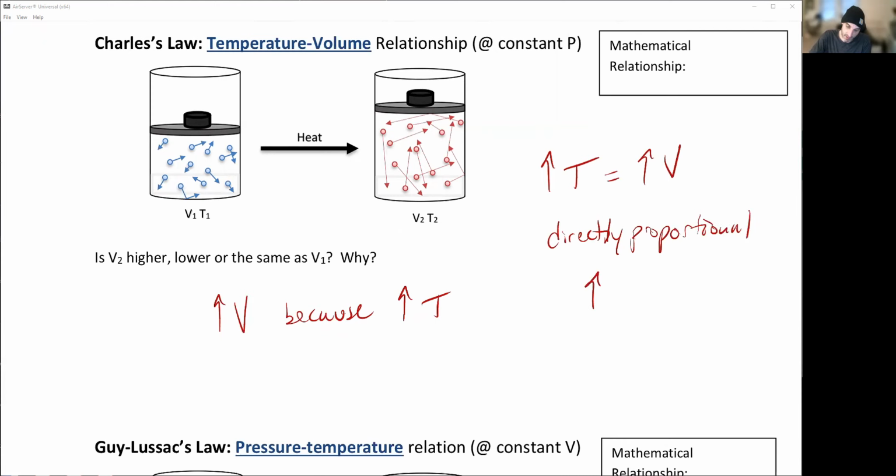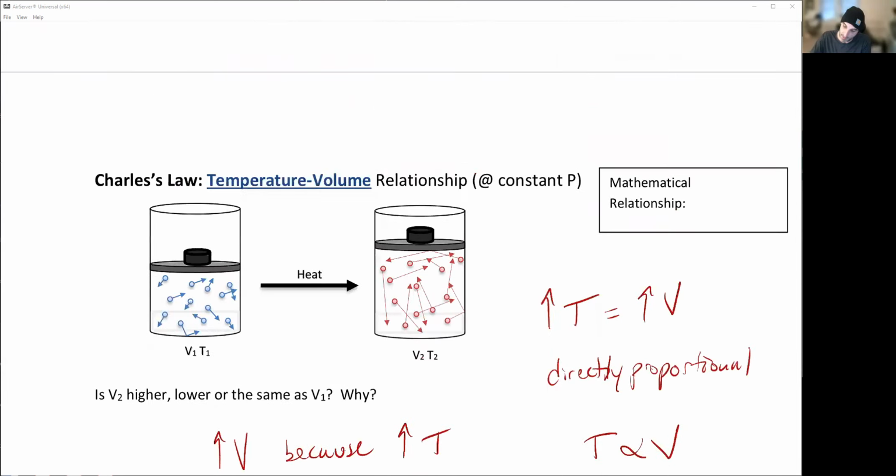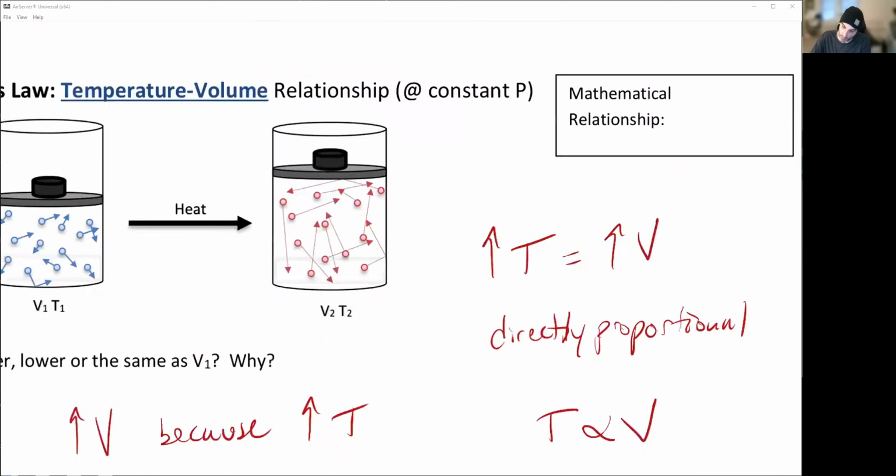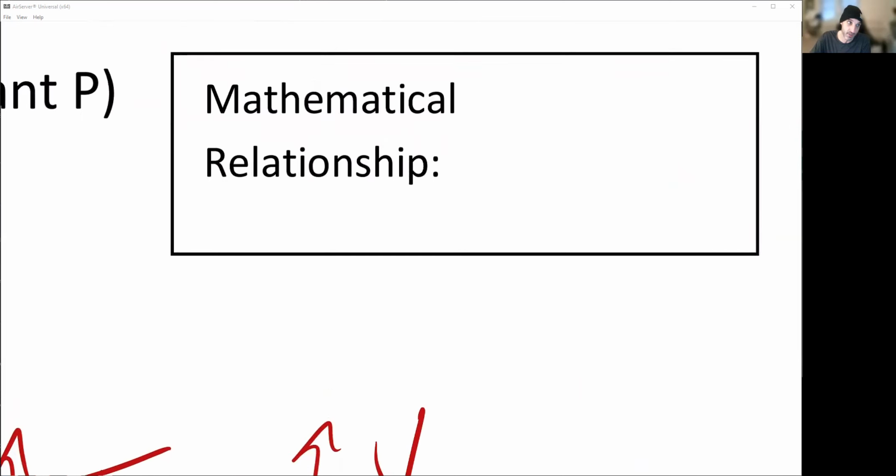So increase in T again. So T is directly proportional to V. So the mathematical relationship, because again, that's the important part, the mathematical relationship between these two is V1 over T1 is equal to V2 over T2.